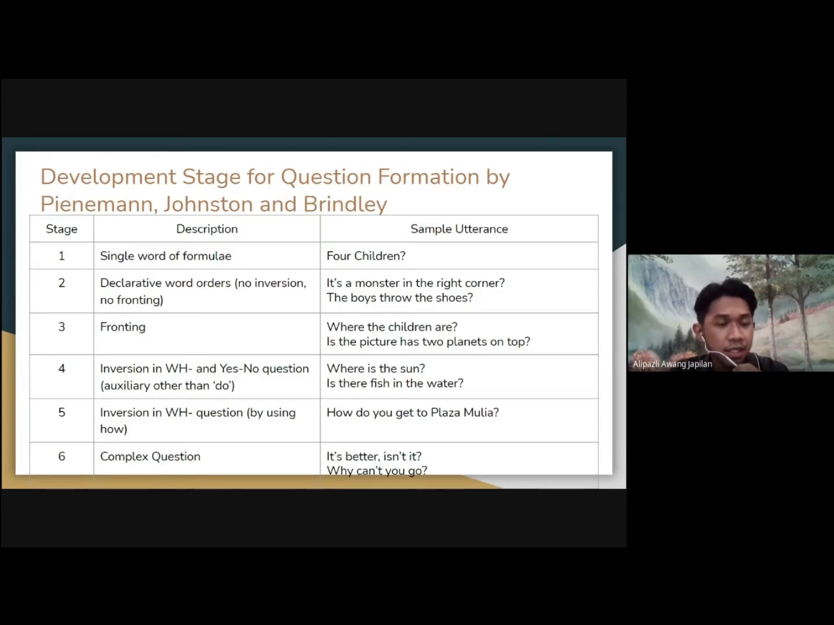And stage 3, the learners begin to use fronting in the question. For example, where the children are, or is the picture has 2 planets on top, like that. The fourth stage is inversion in WH and yes or no questions. For example, where is the sun? Is there fish in the water? And stage 5, inversion with WH question by using how. How do you get to Plaza Mulia, for example? And stage 6, complex question. For example, is better, is it? Or why can't you go? Like that. Next slide.